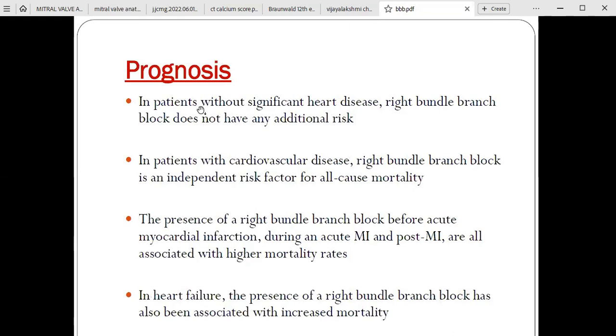As for the prognosis of right bundle branch block, in patients without significant heart disease it does not carry any additional risk, and it can also be a normal variant. But if a patient is known to have cardiovascular disease, such as MI or heart failure, the presence of right bundle branch block generally denotes a higher risk of mortality. In a healthy patient it is quite normal, whereas in a patient with cardiovascular disease, this pattern is considered a poor prognosis or higher risk of mortality.